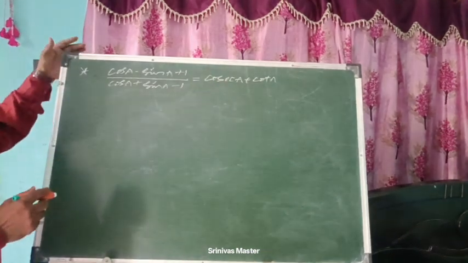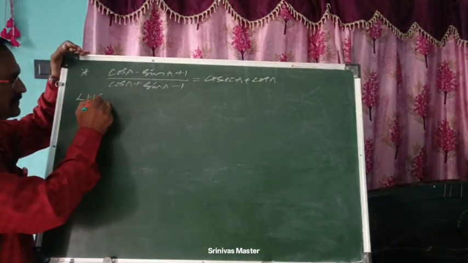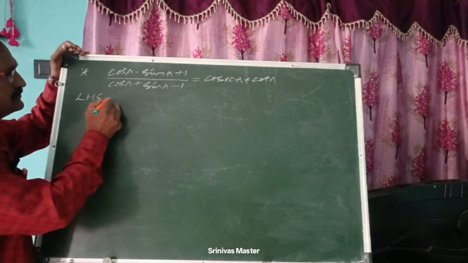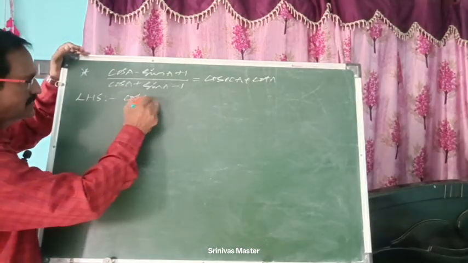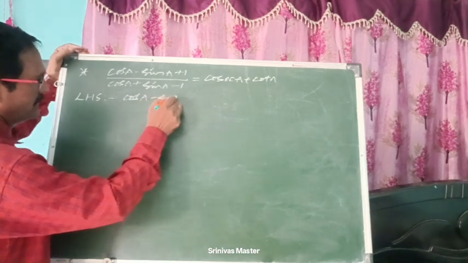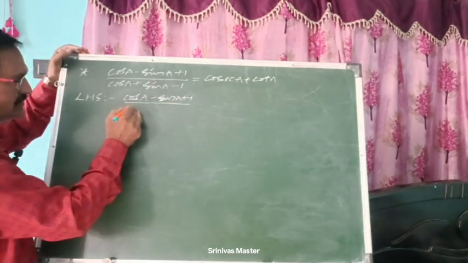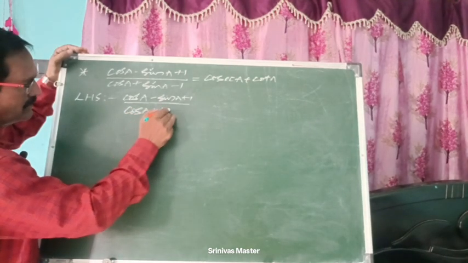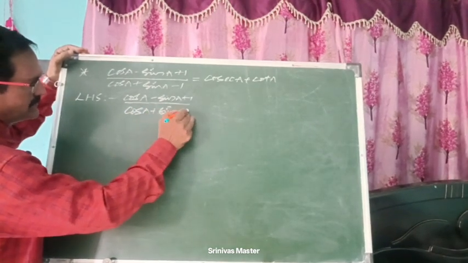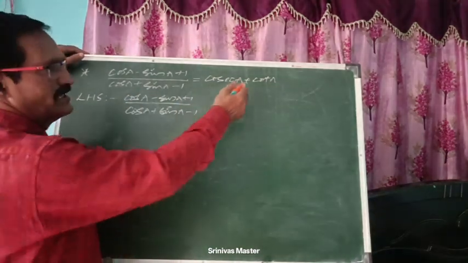Now take this LHS. By taking this LHS, see children, what is the LHS given? (Cos a minus sin a plus 1) by (cos a plus sin a minus 1). We have to prove that it equals cosec a plus cot a.